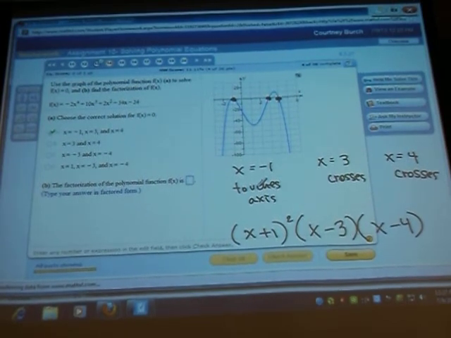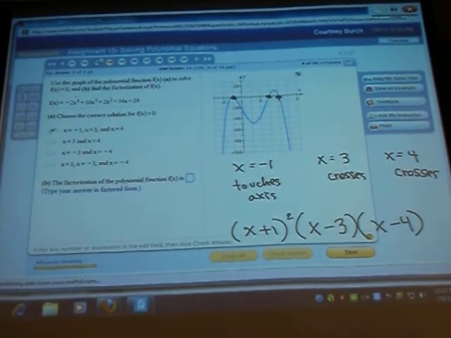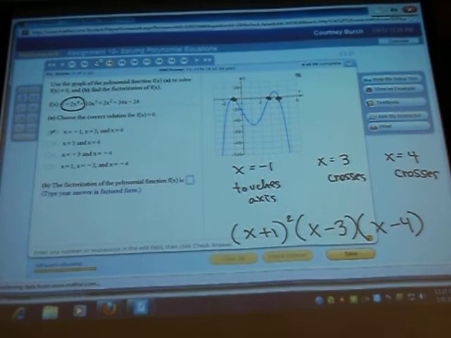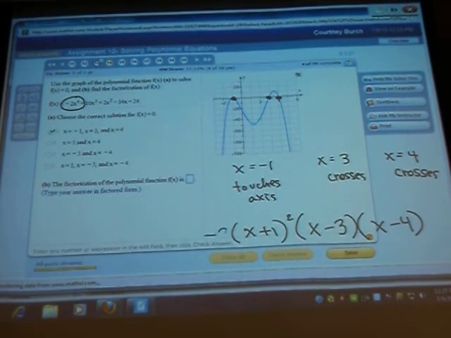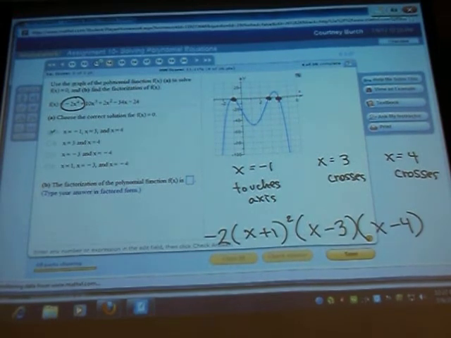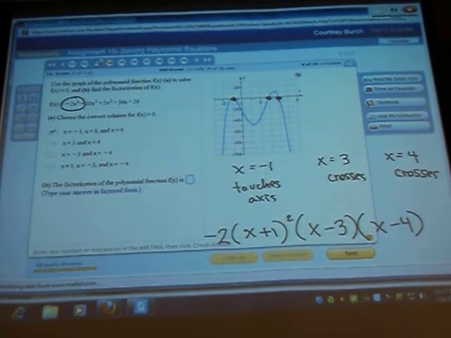Now, the last thing I need to take care of is my leading coefficient, which is negative 2. Just take that leading coefficient and park it in front of the first parentheses. If it's a 1, you don't need to put the 1 in there. If it's a negative, you just put a negative in front.